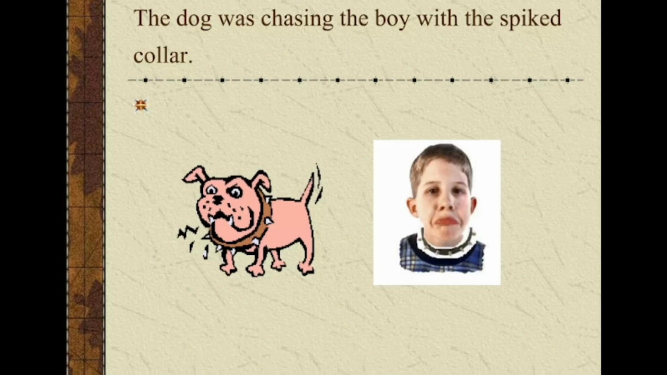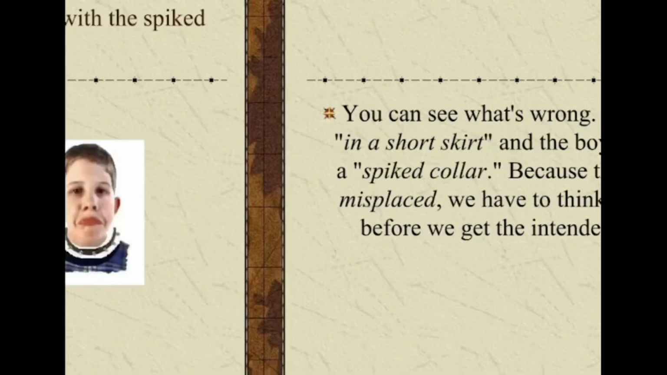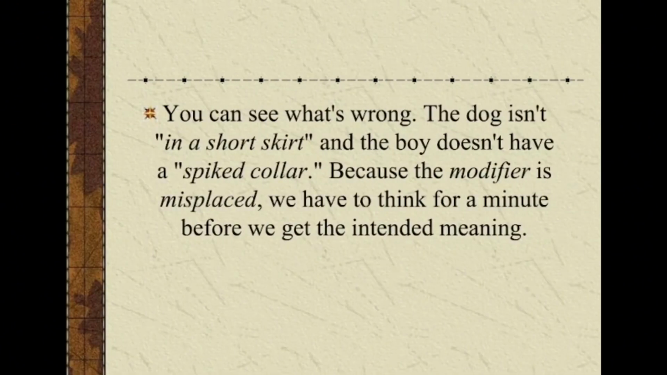Spiked collar. So you can see what's wrong. The dog isn't in a short skirt. Short skirt is the girl. Also, the boy doesn't have any spiked collar. So because the modifier is misplaced, we have to think for a moment before we get the intended meaning.